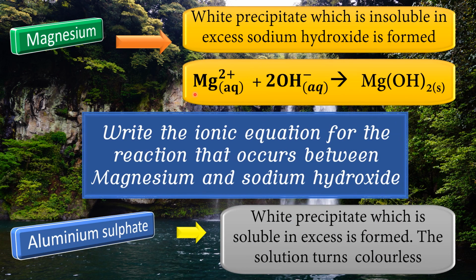The ionic equation: we have the magnesium ions, which are aqueous. These will react with the hydroxide ions, which are also aqueous, and we get magnesium hydroxide. Magnesium hydroxide is a solid, and this is the white precipitate that is formed in sodium hydroxide.